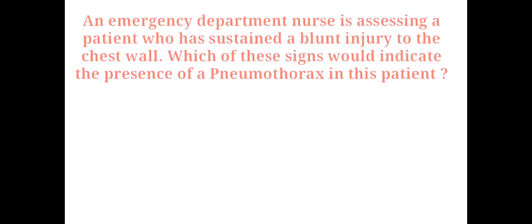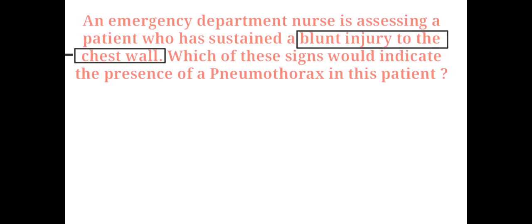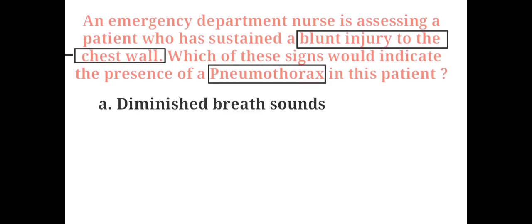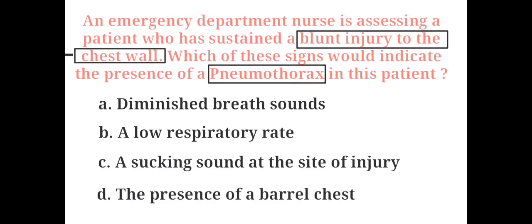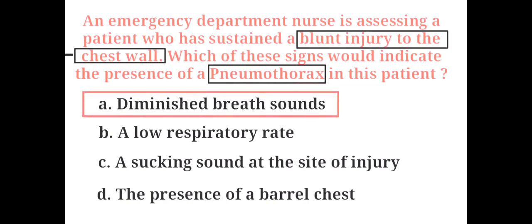An emergency department nurse is assessing a patient who has sustained a blunt injury to the chest wall. Which of these signs would indicate the presence of a pneumothorax in this patient? A. Diminished breath sounds. B. A low respiratory rate. C. A sucking sound at the site of injury. D. The presence of a barrel chest. And the correct answer is A. Diminished breath sounds.